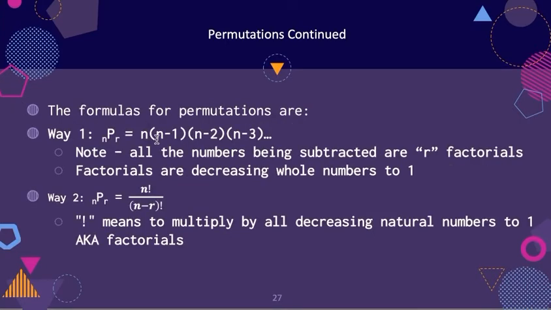The formulas for permutations are: way 1, nPr is equal to n times n minus 1 times n minus 2 times n minus 3, continuing for r factors. Factorials are decreasing whole numbers down to 1. Way 2 is n factorial over n minus r factorial.